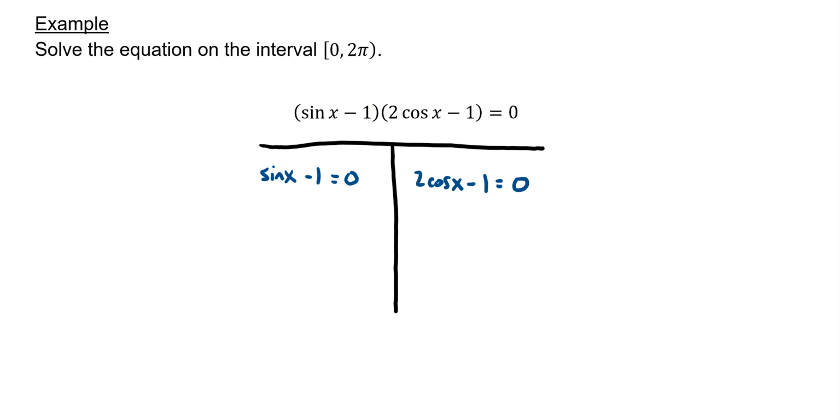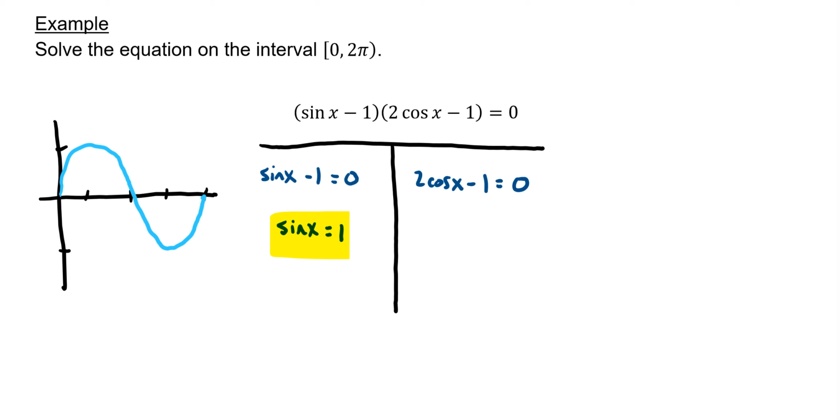So let's take a look at the one on the left. Sine of x minus 1 equals 0. All we have to do is solve this for sine by adding 1 to both sides. So let's just go ahead and finish this one off. Sine of x equals 1. Anytime you have sine or cosine equal to -1, 0, or 1, you might be able to do it in your head. I'm just going to draw it out though, just so we have it in front of us.